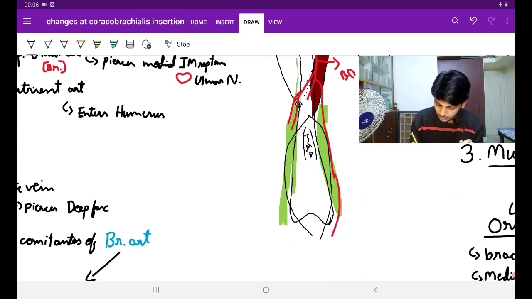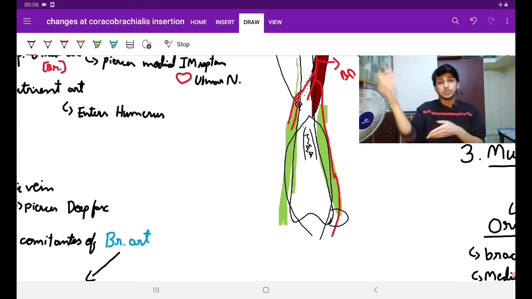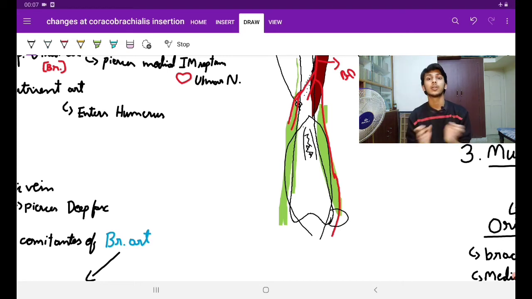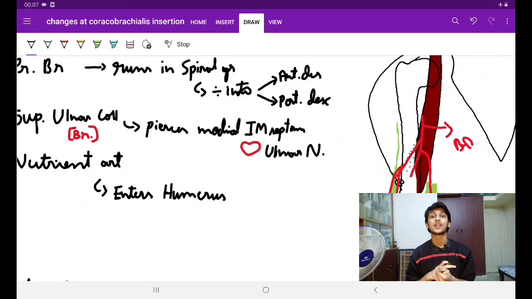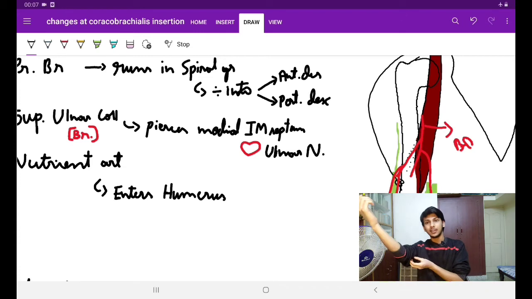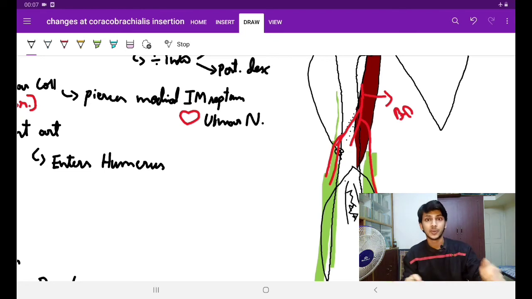See, on the medial side we will have the medial epicondyle. The superior ulnar collateral goes below that, and it has a girlfriend. The superior ulnar collateral artery has a girlfriend. What is that girlfriend? That girlfriend is the ulnar nerve. Ulnar nerve and superior ulnar collateral artery go together below the medial epicondyle. Guys, see here, this is the medial epicondyle. You can see here now, and this is the ulnar nerve and the superior ulnar collateral artery. They are going like this. Okay, they both are structures below the medial epicondyle.